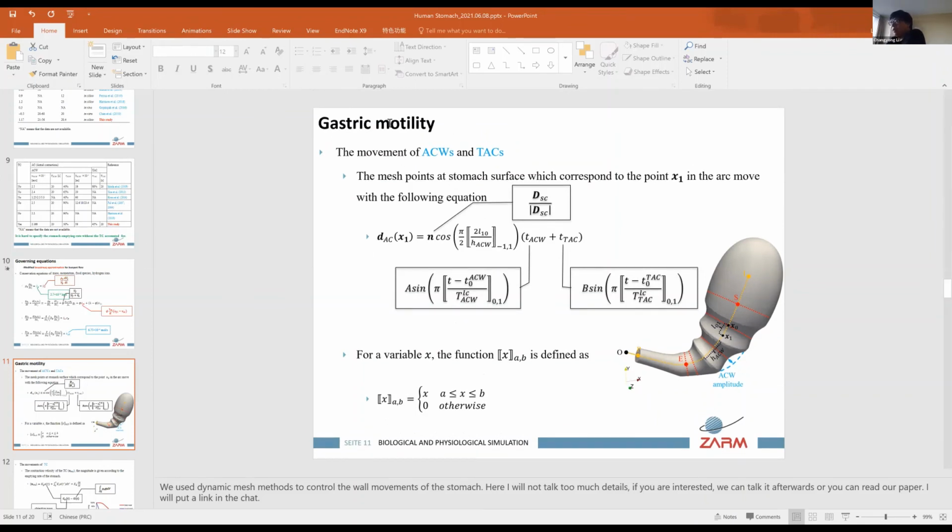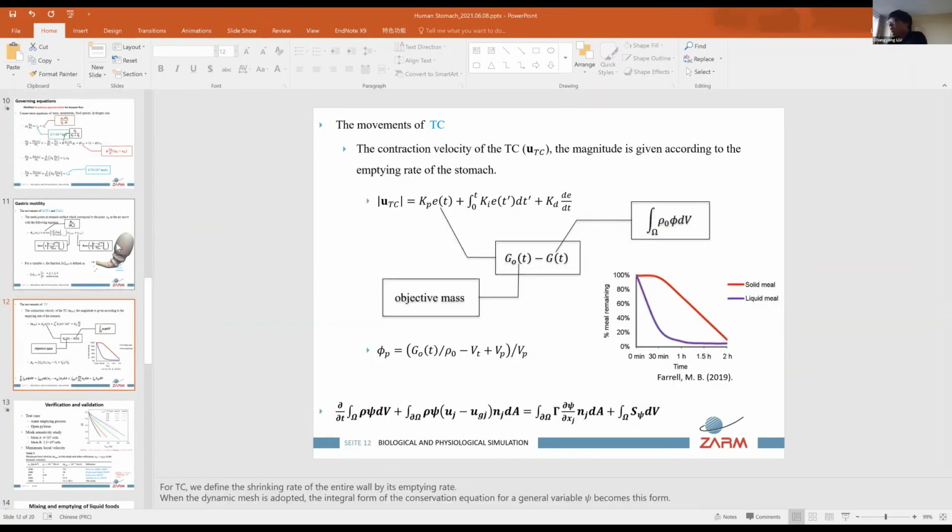Because for the gastric motility, there are 2 different kinds. One is the cosine shape deformation, so we use this equation to deform the stomach wall. Another one is the entire contraction of the stomach. It means the stomach is shrinking during the digestion. By controlling the shrinking rate, we use this equation. The stomach shrinks based on how much food is retained in the stomach.